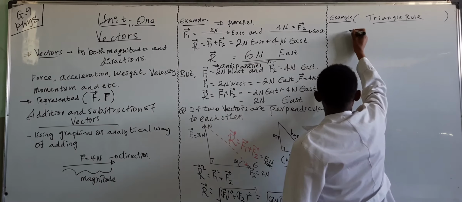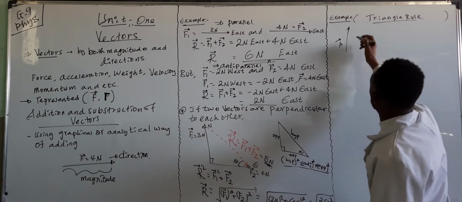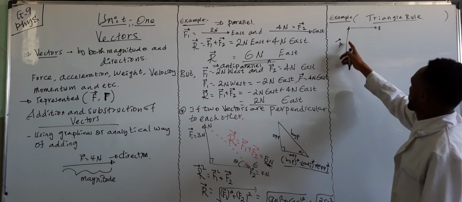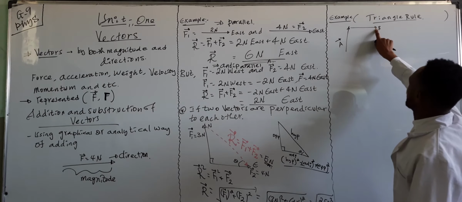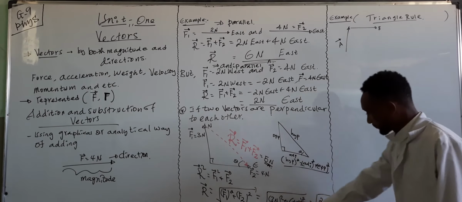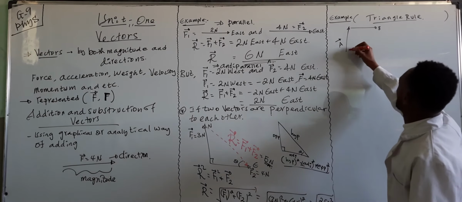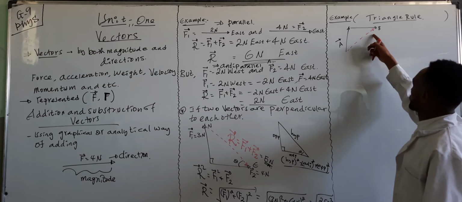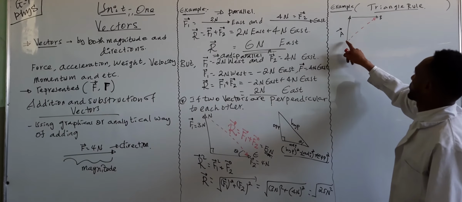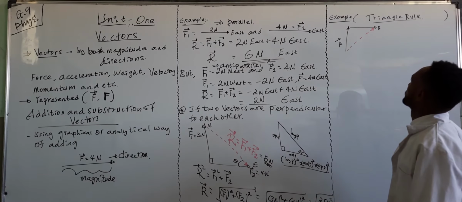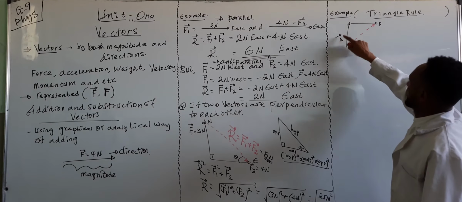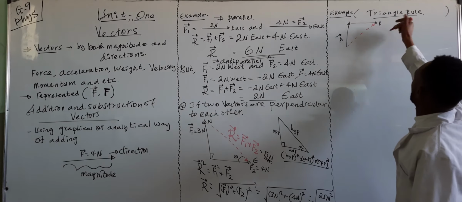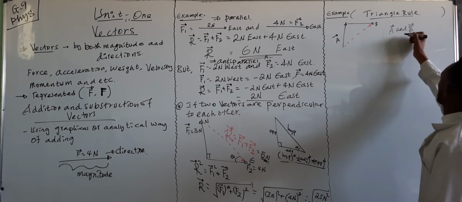Take this one as vector A and this one as vector B. Vector A has this magnitude and these directions, and vector B has this magnitude and these directions. By the triangle rule, the summation, or resultant, of the two vectors is this one. This is the tail of vector A, the arrow shows the direction, and this is the head of vector A. Here is the tail of vector B, and this is the head of vector B. Vector A and vector B are combined to each other.